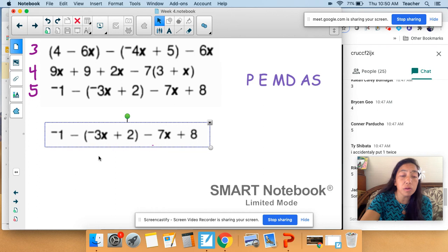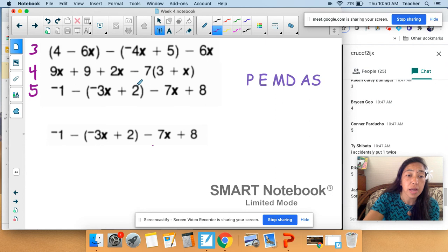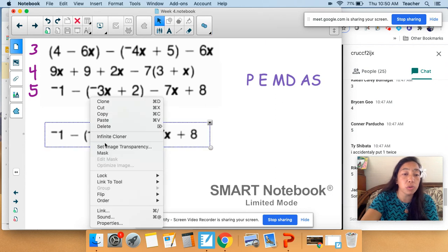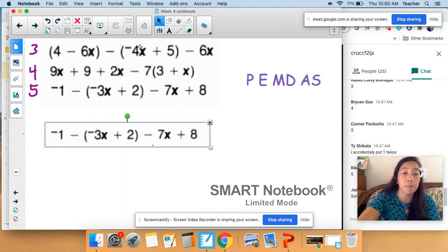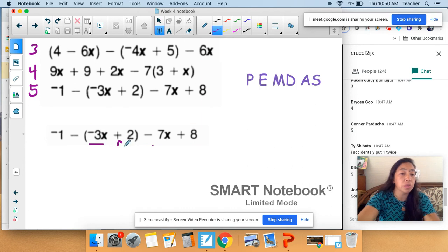A lot of people think, oh, well, combine whatever's inside. But if we look at what's inside, we have a negative 3x and a 2. The thing I want you to remember is that 3x is an x term and 2 is a constant. So I mark them differently because they are not like terms. You can't combine them, and they're inside the parentheses. So the question becomes, how do we get rid of the parentheses?